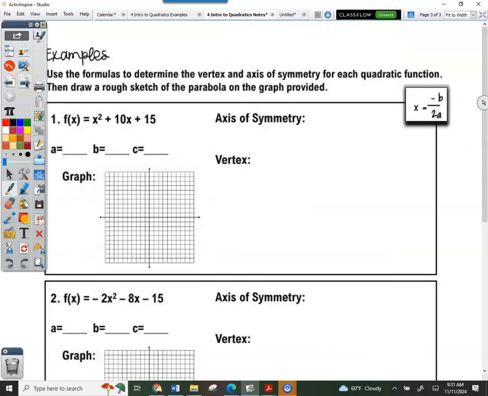We're going to look at these examples. By the way, this is page 47. You may want to keep your notes out. It says, use the formulas to determine the vertex and the axis of symmetry for the quadratic equation. Then draw a rough sketch of the parabola.